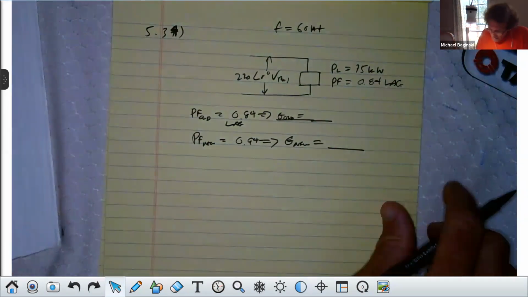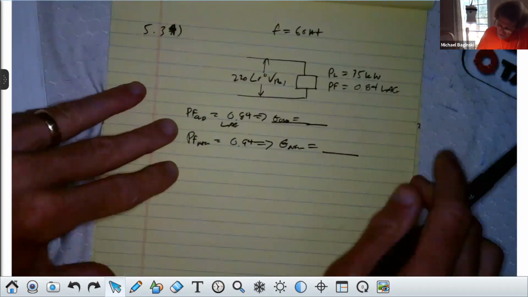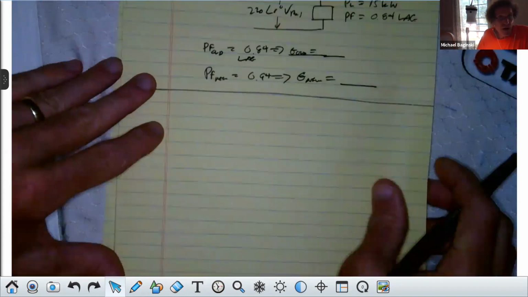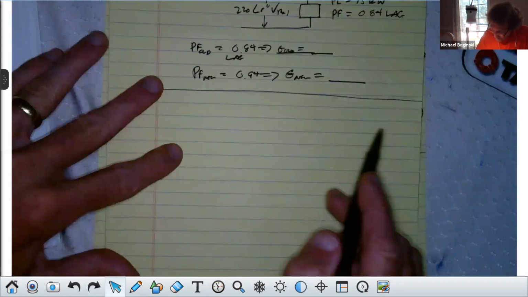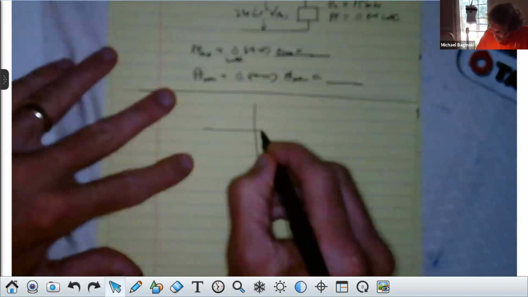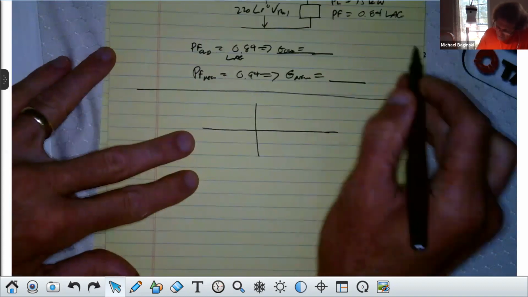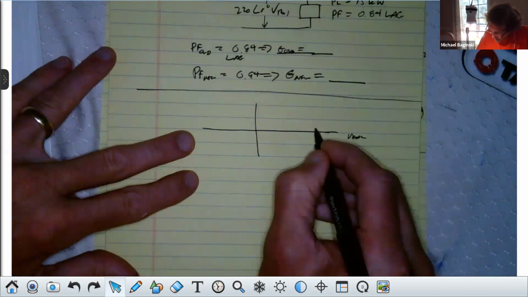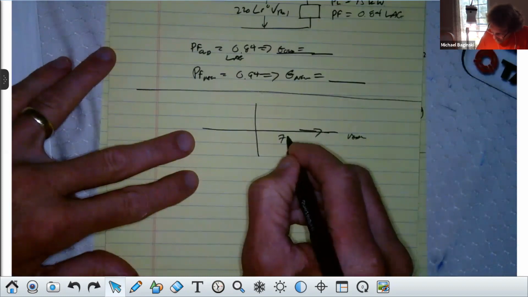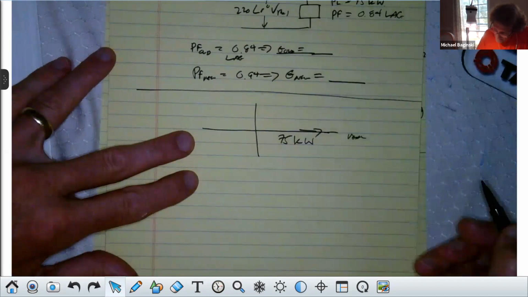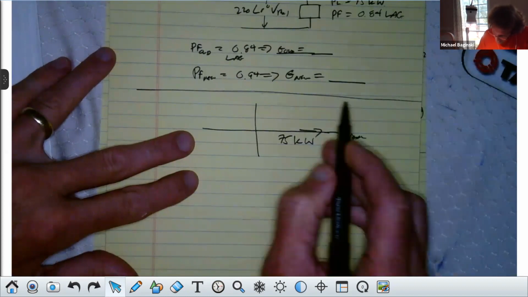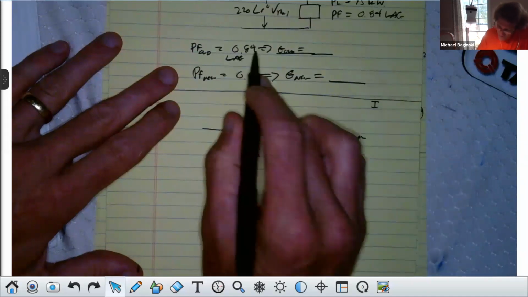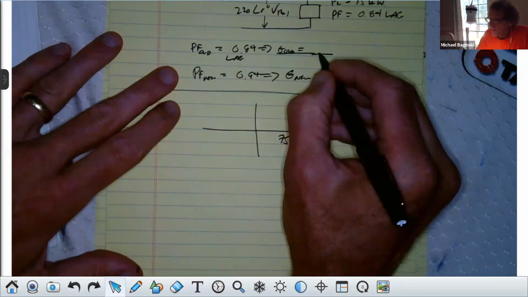Let's go ahead and first draw the initial power triangle, and we'll use that information. If you've done this, you may be bored, I understand. First, start with the 75 kW on the real axis. This would be the real axis, so I come out here and put 75 kW. Since it's lagging, it would be in the first quadrant. A power factor of 0.84 has an angle of what, people? Anyone?